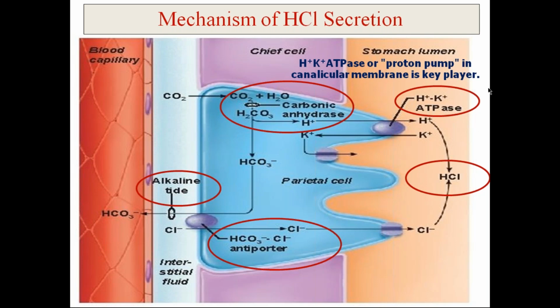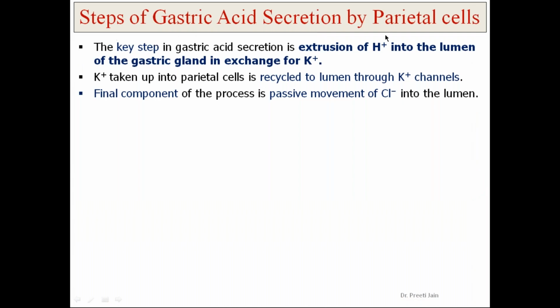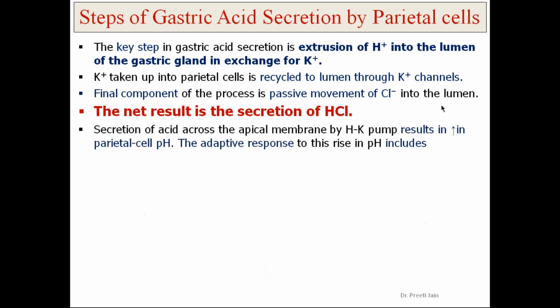So there are drugs which have been developed to act against this proton pump, and they help in controlling the acidity. The patient with whom I started my lecture was given omeprazole, and omeprazole is a proton pump inhibitor. So these are the key steps in the formation of acid secretion. It is extrusion of hydrogen into the lumen in exchange for potassium ion. Potassium ion is taken up into the parietal cells, recycled through potassium channels. The final component is passive movement of chloride into the lumen. The net result is secretion of HCl.